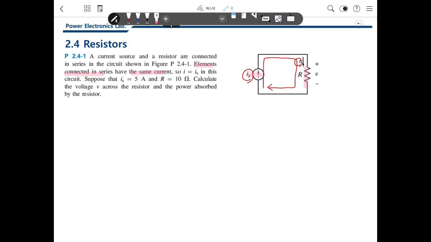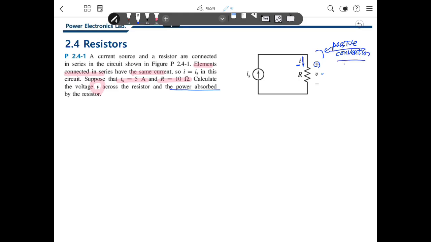So suppose IS is 5 ampere and R is 10 ohm. Then calculate the V here. Calculate this V, and the power absorbed in the resistor. So you can see this. In this problem we already defined the direction of the current and the direction of the voltage here. So you know the current goes into the positive terminal there. What is that? That is the passive convention.